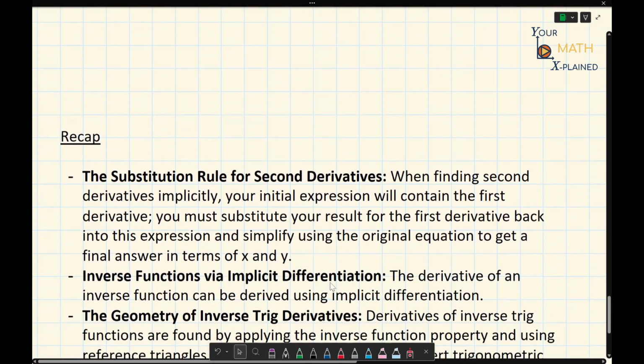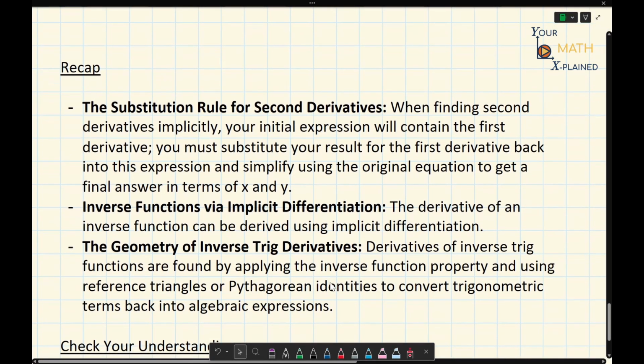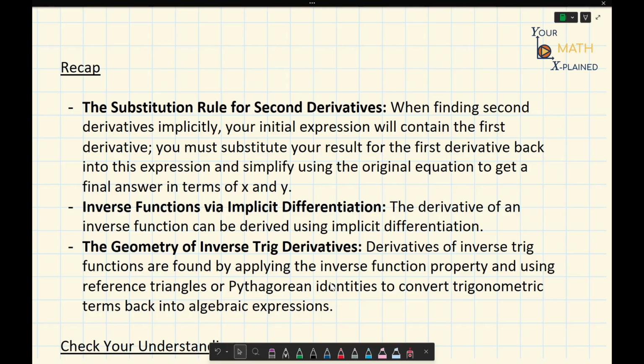And now let's go ahead and do a quick recap of what we covered in this video. We saw that when we're trying to find the second derivative implicitly, the expression is going to contain the first derivative, which means we have to substitute our result for the first derivative back into this expression and then simplify so that our final answer is only in terms of x and y and no y prime. We learned how to find the derivative of inverse functions using implicit differentiation and how that came into play when we want to find the derivative of our inverse trig functions. One additional piece of information that was needed there was the use of reference angles in order to convert trigonometric terms back into algebraic expressions.